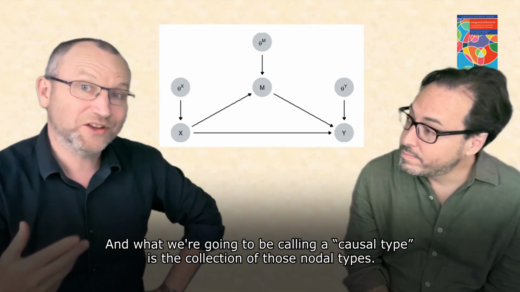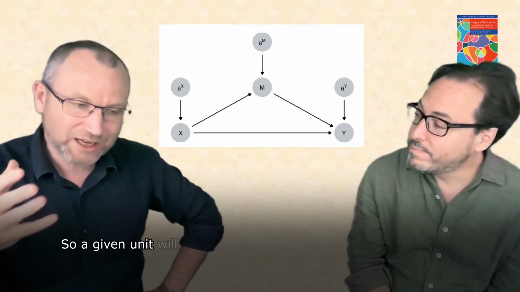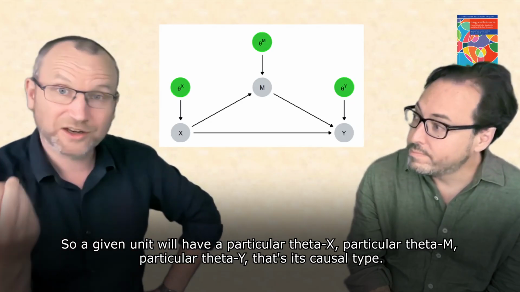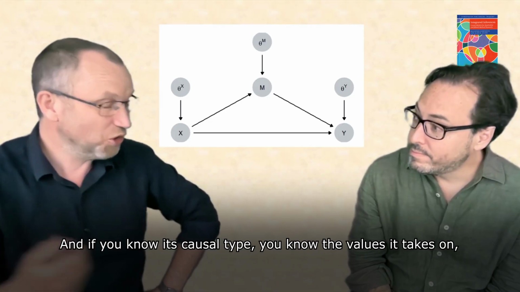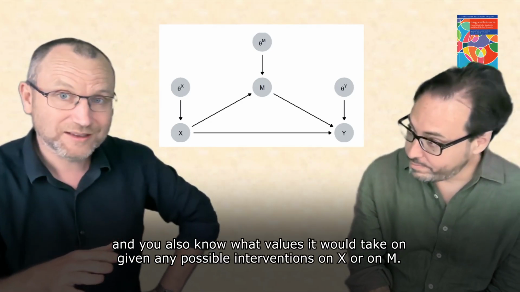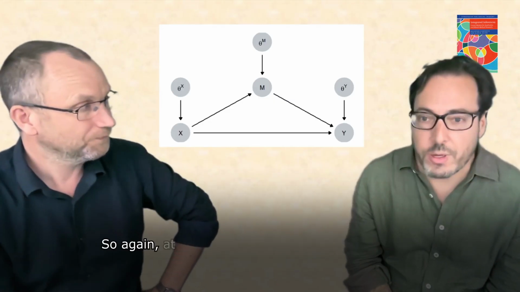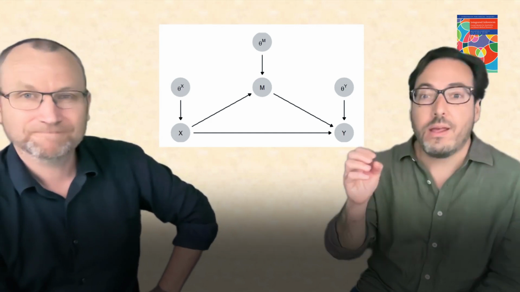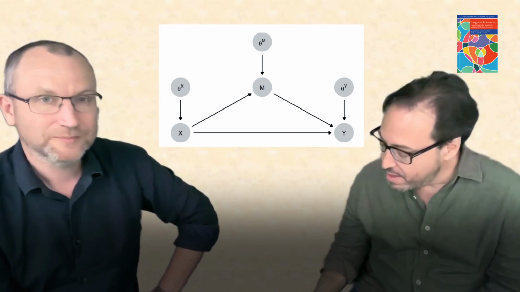And what we're going to be calling the causal type is the collection of those nodal types. So a given unit will have a particular theta x, particular theta m, particular theta y. That's its causal type. And if you know its causal type, you know the values it takes on, and you also know what values it would take on given any possible interventions on x or on m. So again, at each node, each case has a nodal type, and the collection of nodal types that a case has are its causal type.